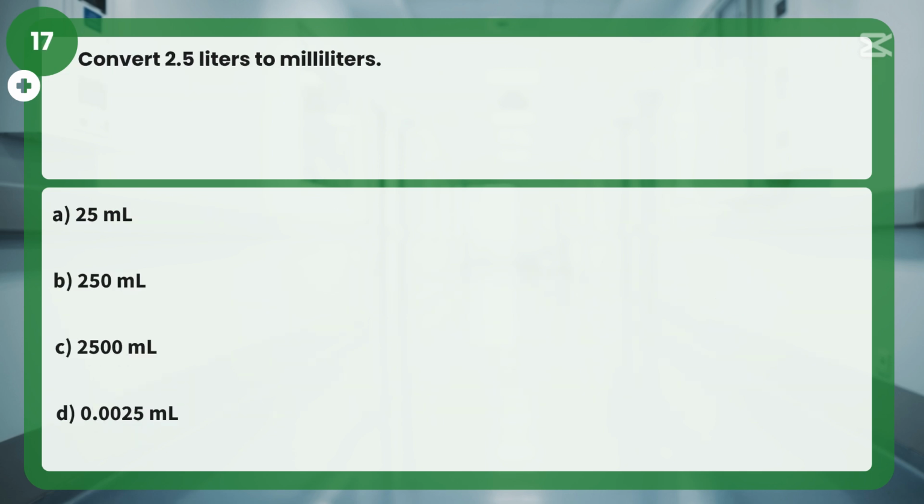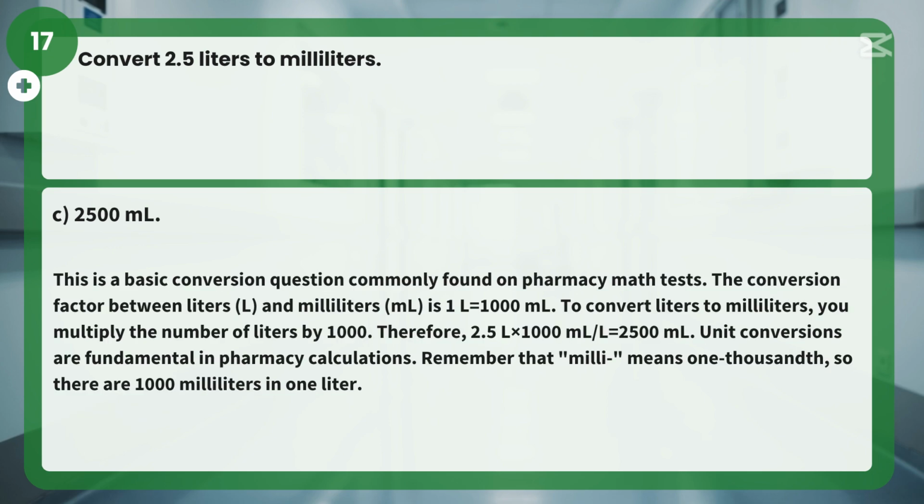Question 17. Convert 2.5 liters to milliliters. A. 25 milliliters. B. 250 milliliters. C. 2,500 milliliters. D. 0.0025 milliliters. Answer: C. 2,500 milliliters. This is a basic conversion question commonly found on pharmacy math tests.